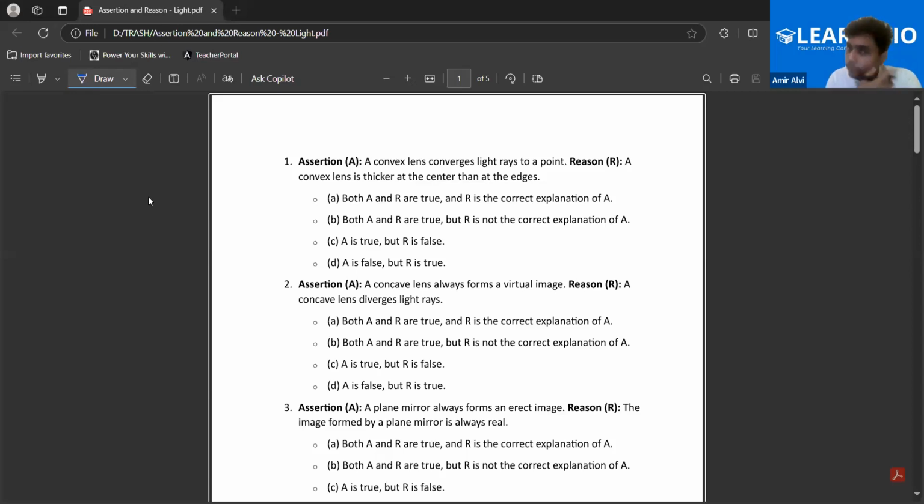Let's understand this thing and solve. A convex lens converges light rays to a point. Is it true or false? True. Okay, true. Please do let me know the answer, everyone.